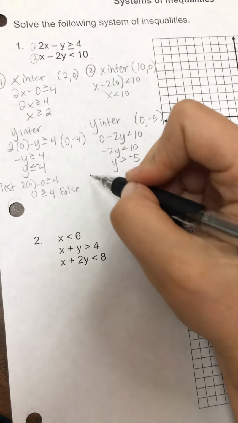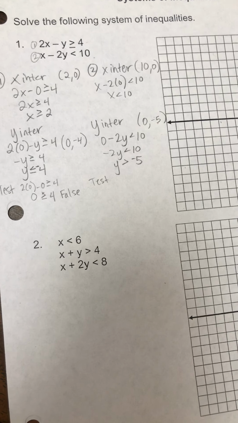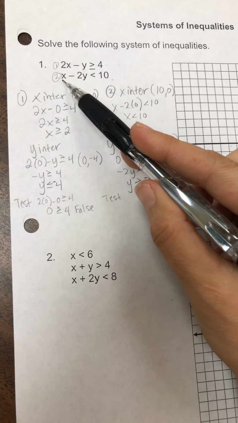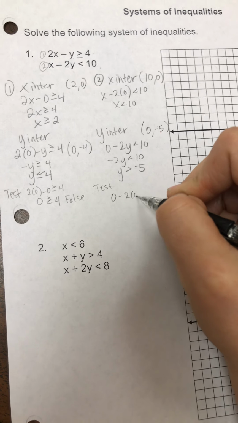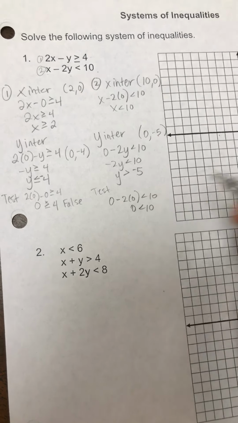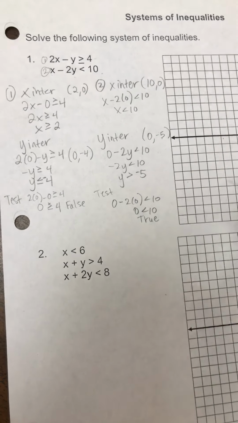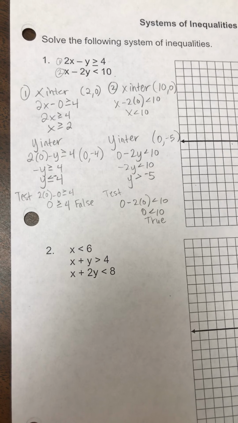And now we're going to do our test on line 2. Let's rewrite it. You're going to put 0 in for x and 0 in for y. So you're going to have 0 minus 2 times 0 is less than 10. You're going to get 0 is less than 10. Is that true or false? It is true. Okay. So now we need to graph these points.